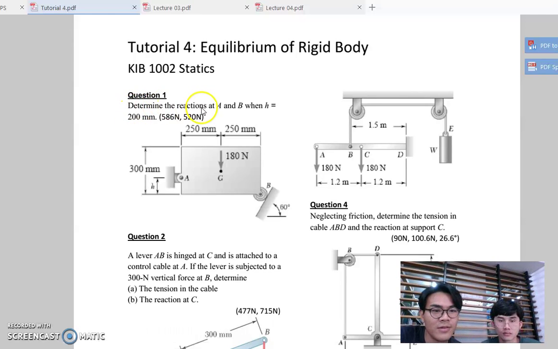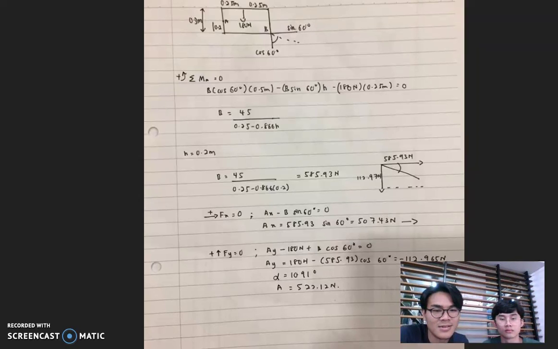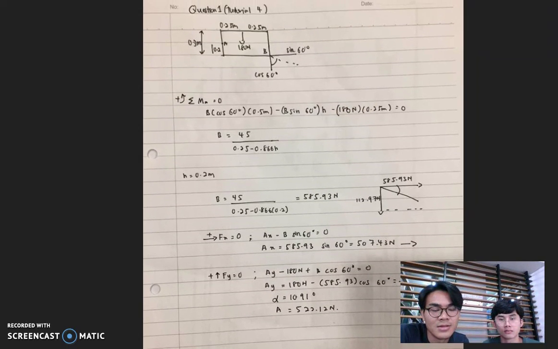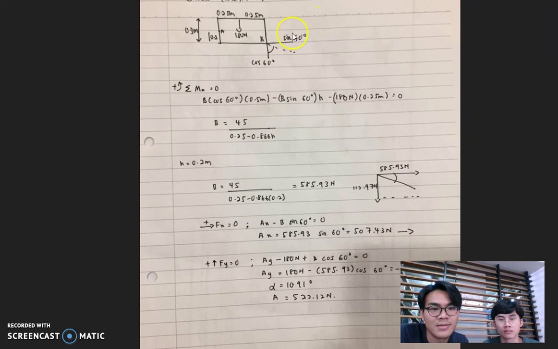So, hello everyone. This is question 1. Determine the reaction at A and B when H is equal to 200 mm. So, this is the diagram. I already answered this question. For today, we will be explaining question 4. Okay, go ahead. So, question 1.